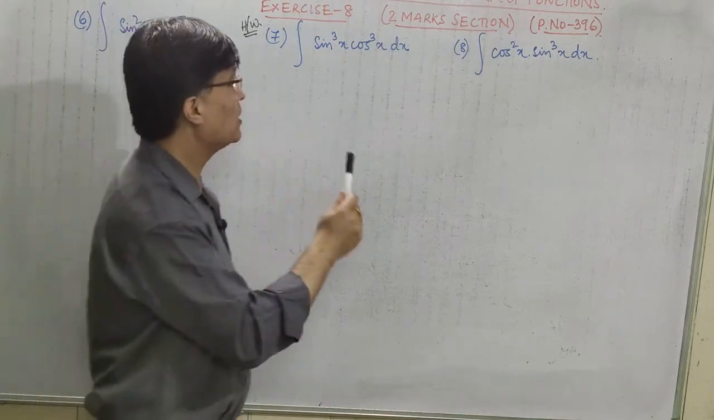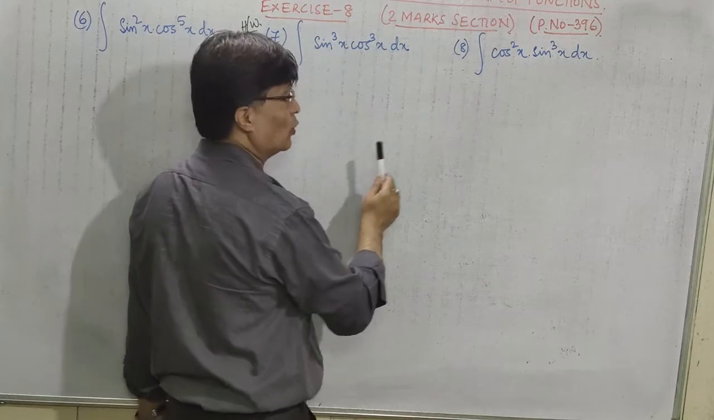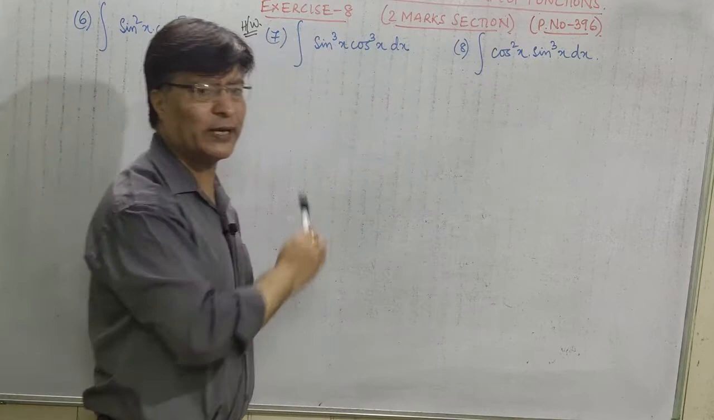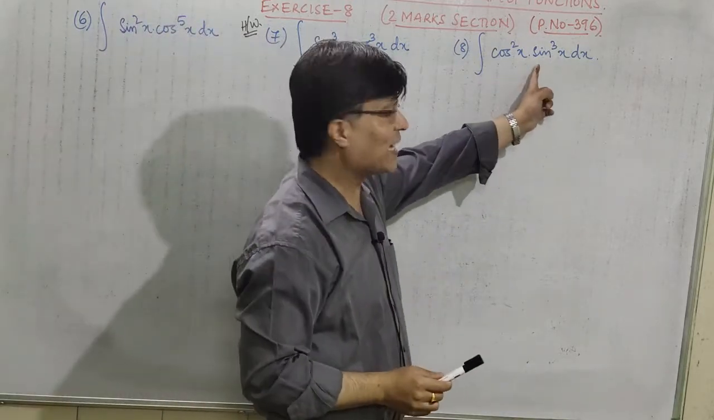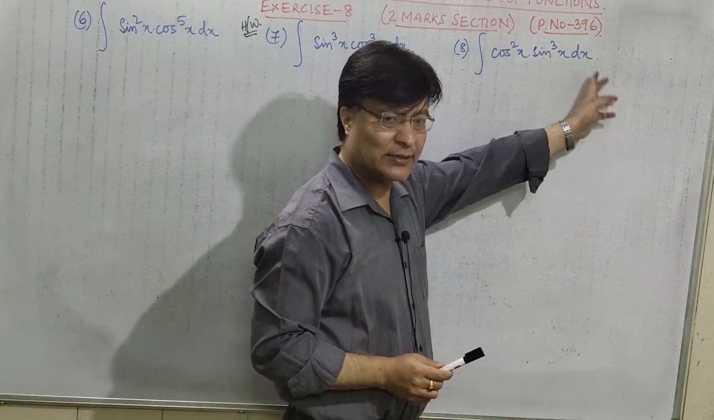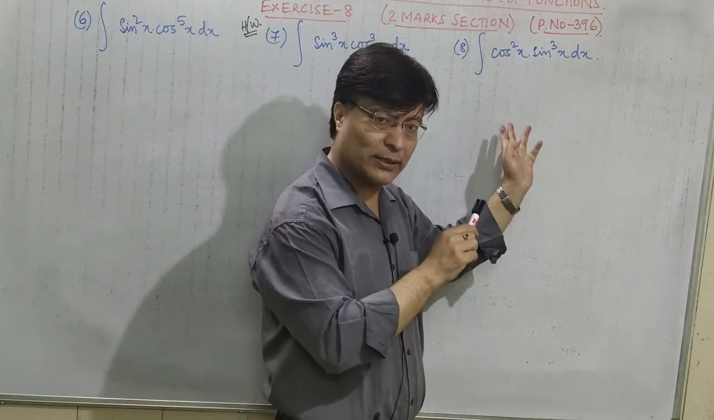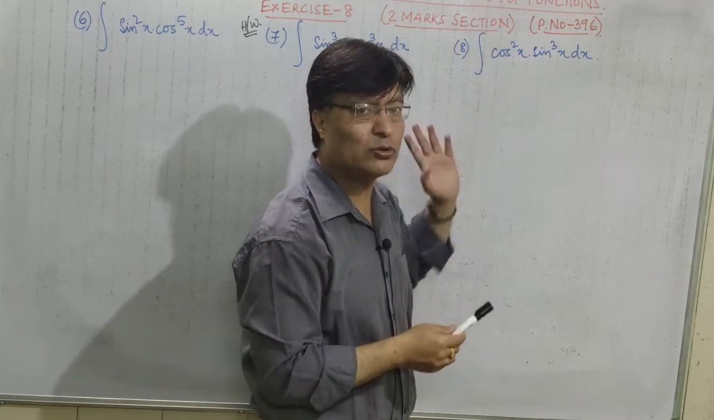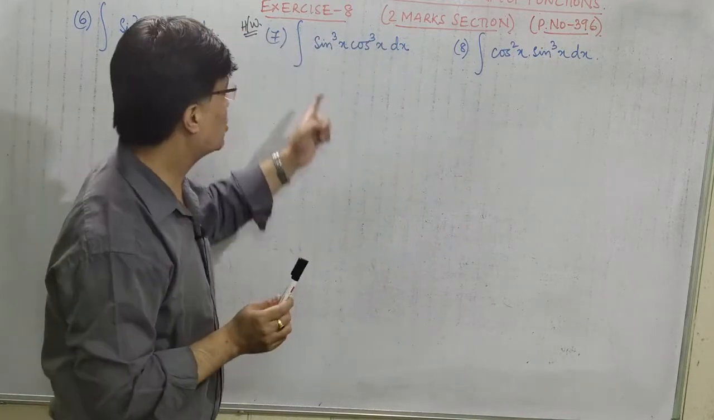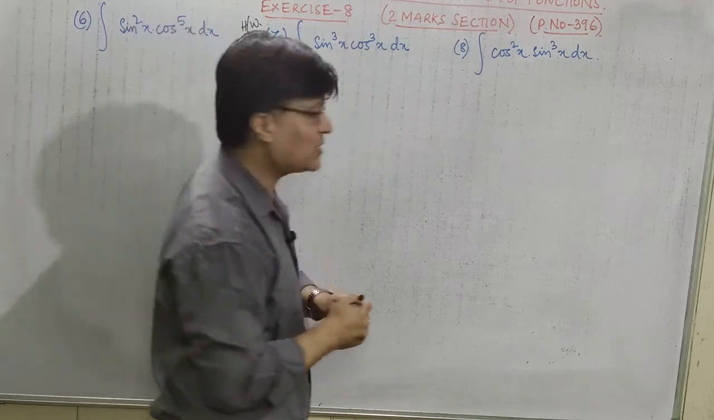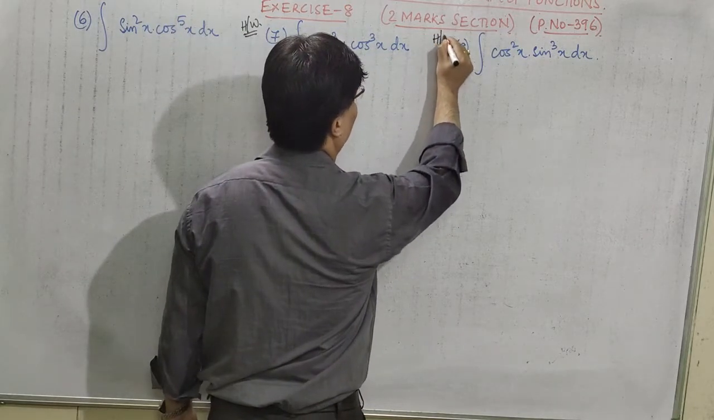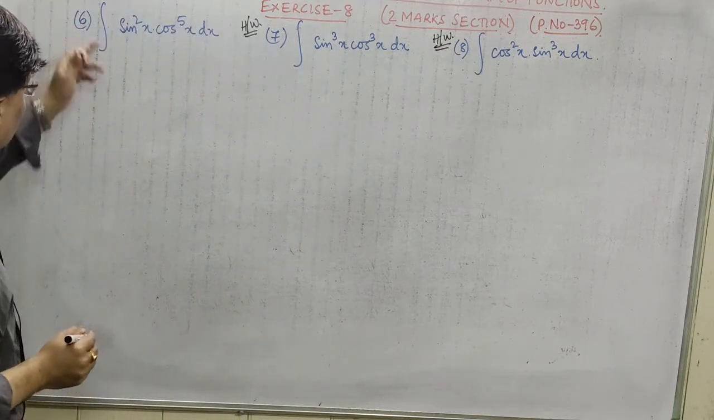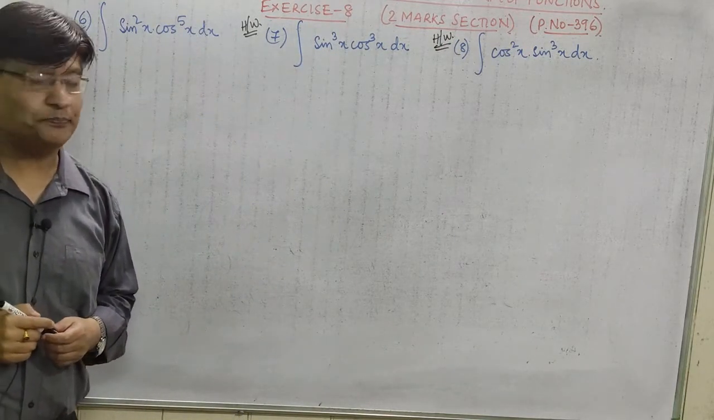Is that clear? Similarly, in question number 8 also, the power of cos x is even, but the power of sin x is odd. So you have to break this odd power as sin square x into sin x, then convert sin square x in terms of cos x by writing 1 minus cos square x. Then you can assume z is equal to cos x. Is that clear? So these two, number 7 and number 8, are your homework. Okay? So these are similar to question number 6. So let's do question number 6 now.